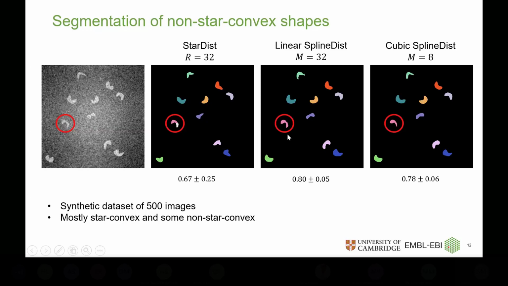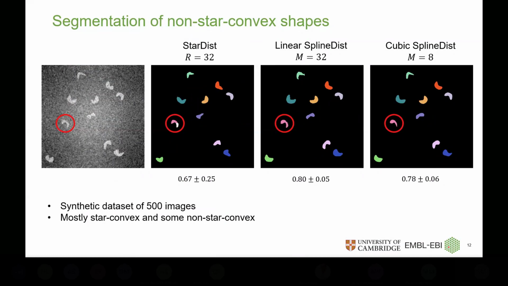For the illustration that you see here, we used linear B-spline and cubic B-spline as the interpolation kernel, and we have kept the number of control points at 32 for the first one and 8 for the second one. And what we note is that using much fewer parameters with the cubic B-spline, it is still able to get a good shape approximation even for those non-star convex objects. And the metrics mentioned at the bottom are the object-wise intersection over union coefficients for the entire image, averaged over the objects present.